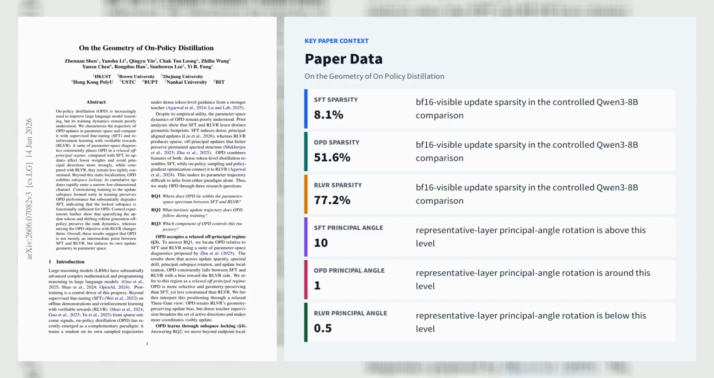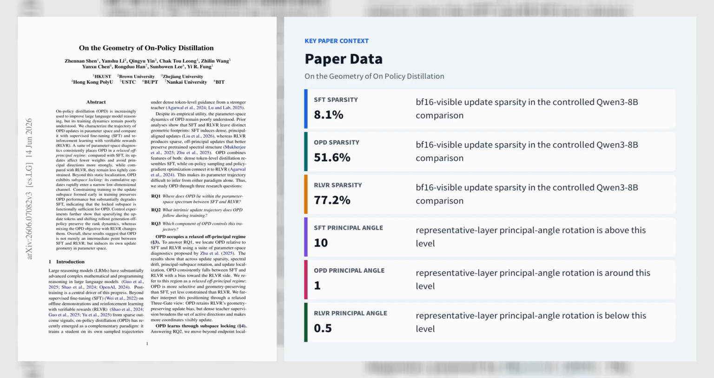In the controlled Qwen 3 8B comparison, visible update sparsity is 8.1% for SFT, 51.6% for OPD, and 77.2% for RLVR, while representative principal angles are above 10 degrees for SFT, around 1 degree for OPD, and below 0.5 degrees for RLVR. The authors then show subspace locking.